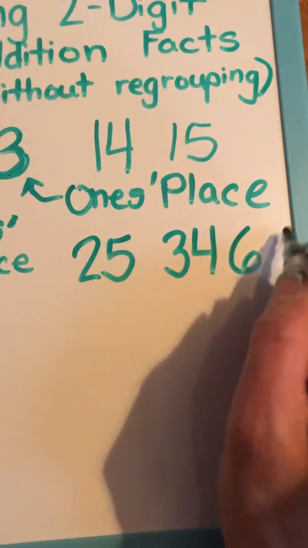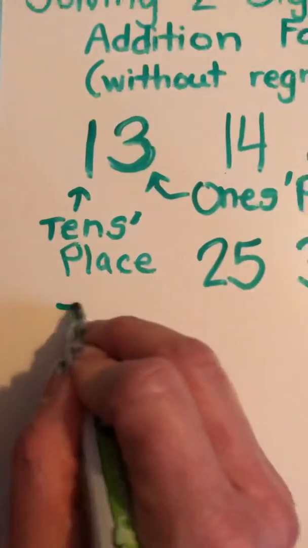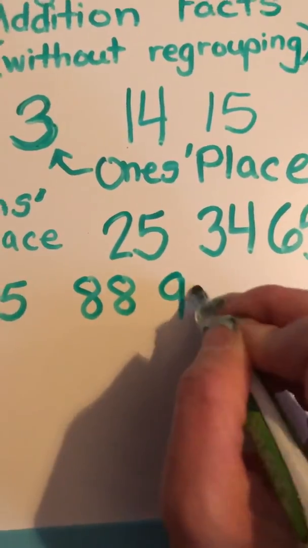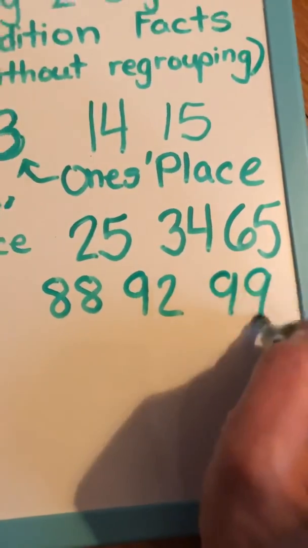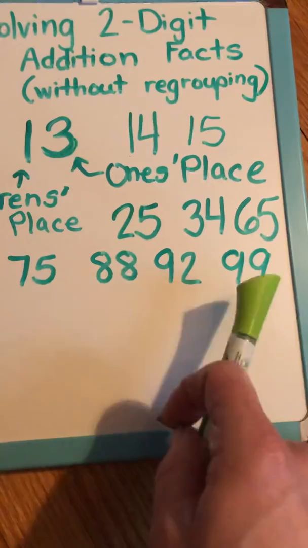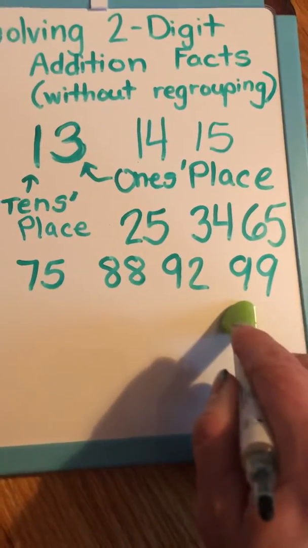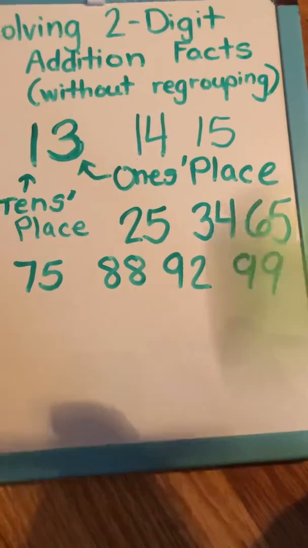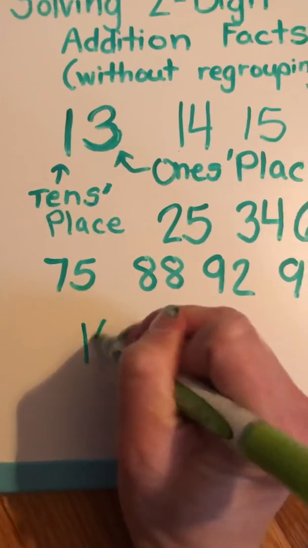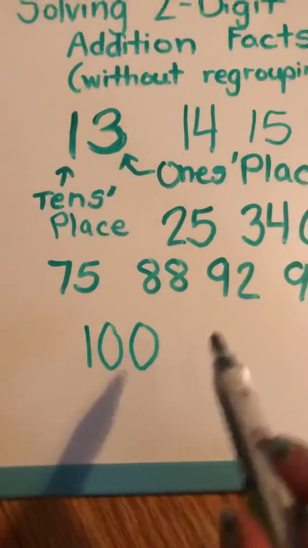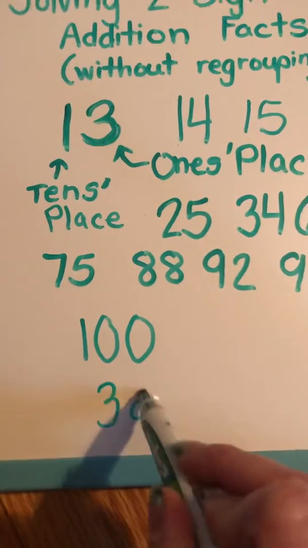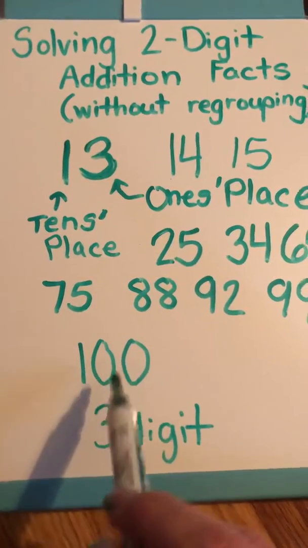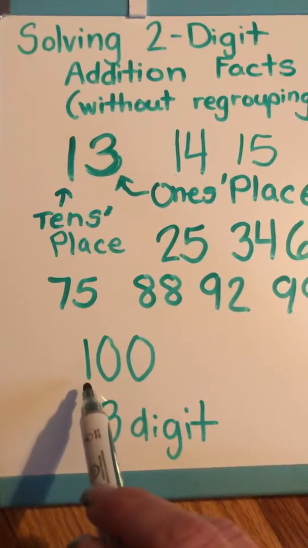Okay, these numbers are sometimes in the 20s, such as 25, or in the 30s, like 34. You could even have numbers like 65, 75, 88, 92, okay, 99. And 99 is the largest two-digit number that you can have, because what comes after 99 if you're counting by ones? 97, 98, 99, 100. 100 is not a two-digit number. 100 would be a three-digit number, because now we have three places. You have your ones place, your tens place, and then you would have a hundreds place, okay?